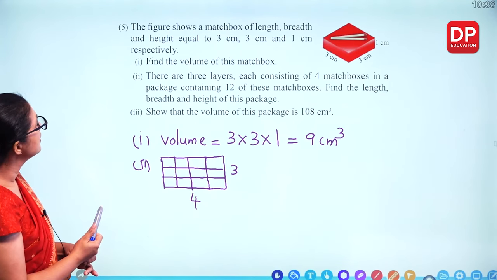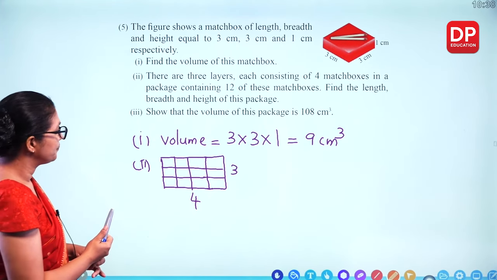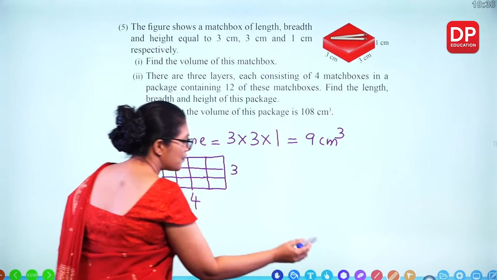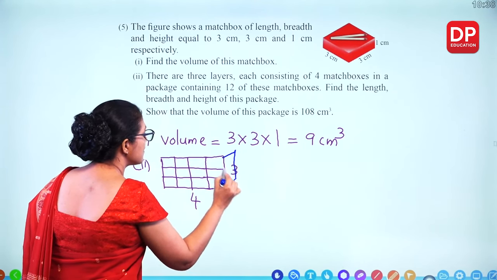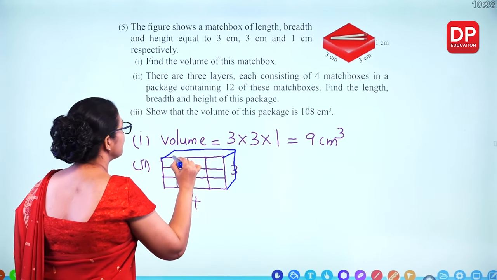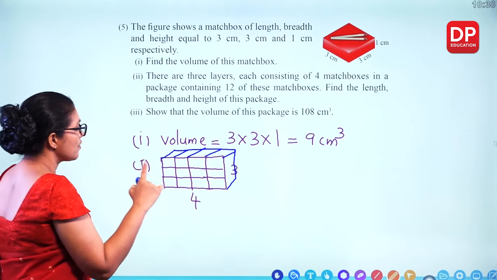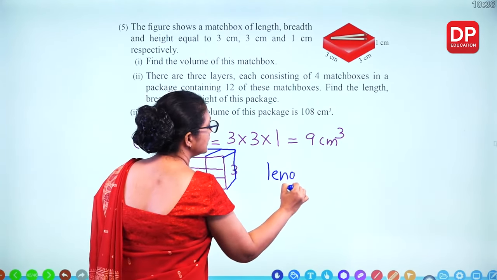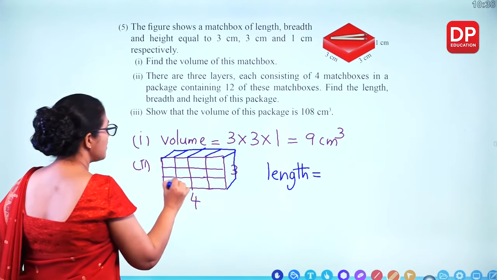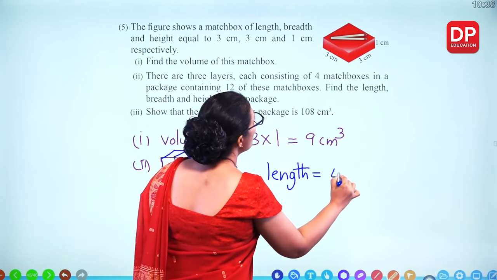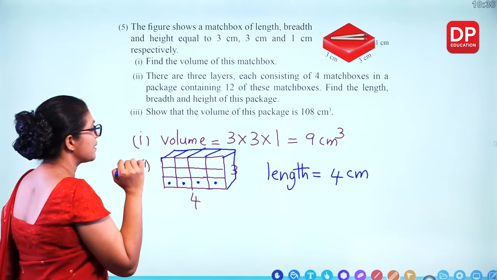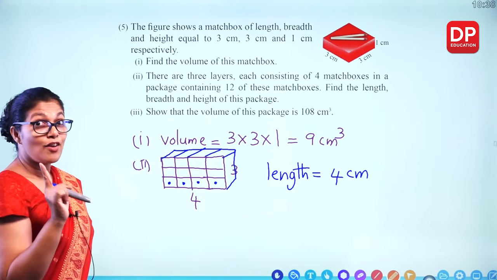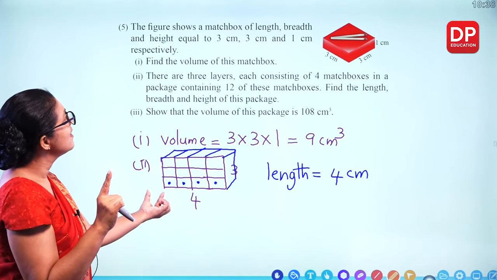So what do they ask? Find the length, breadth and height of this package. So when you draw the 3D figure, yes, you can draw it like this. So what's the length? 1, 2, 3, 4. This is in centimeters, so 4 centimeters is the length, not 4. So each one is 3.